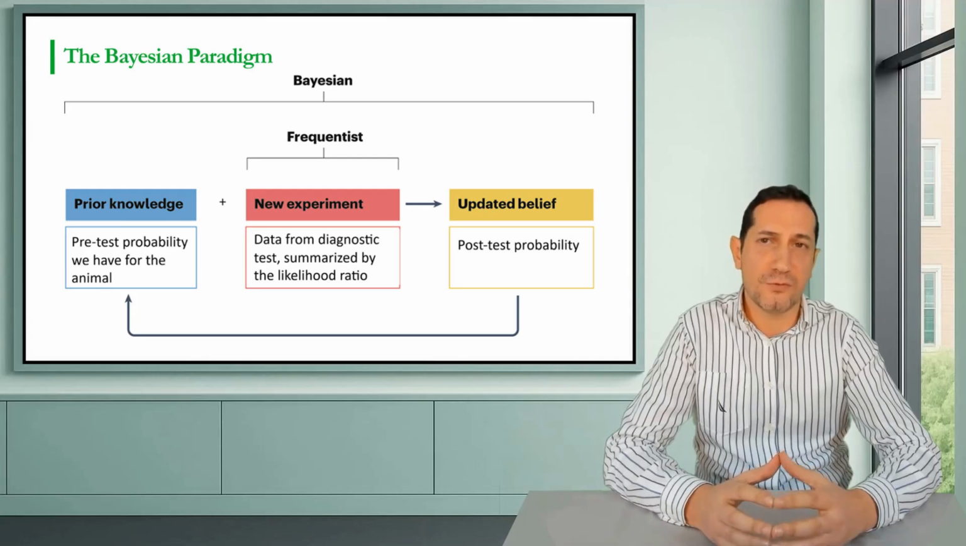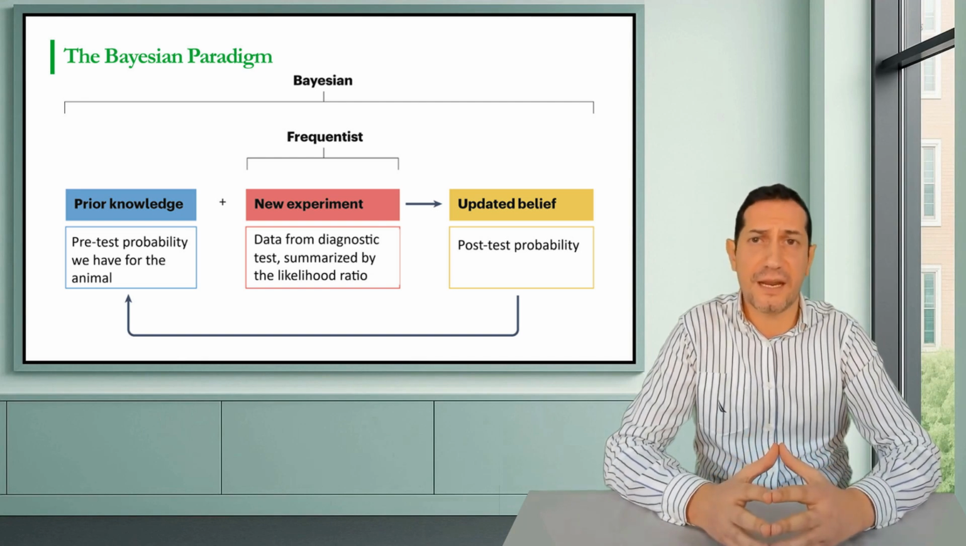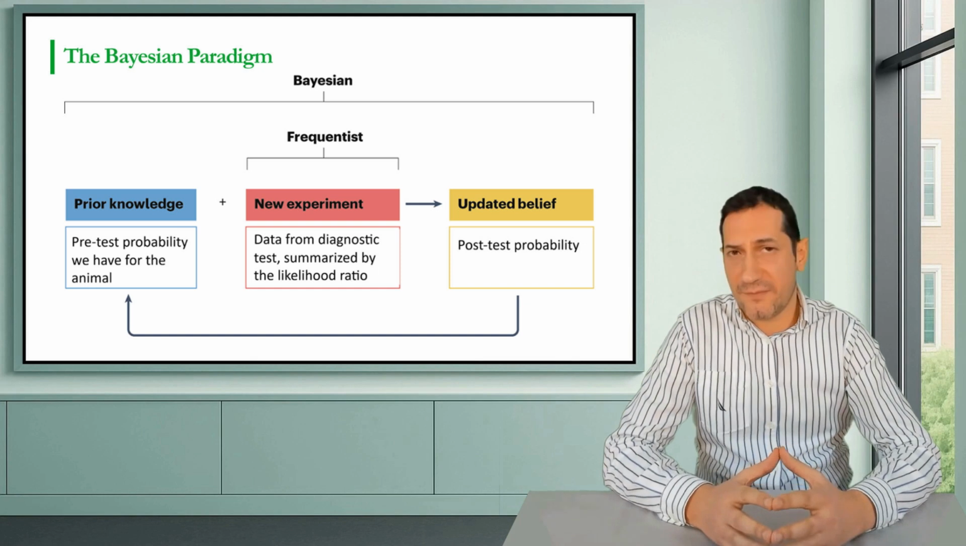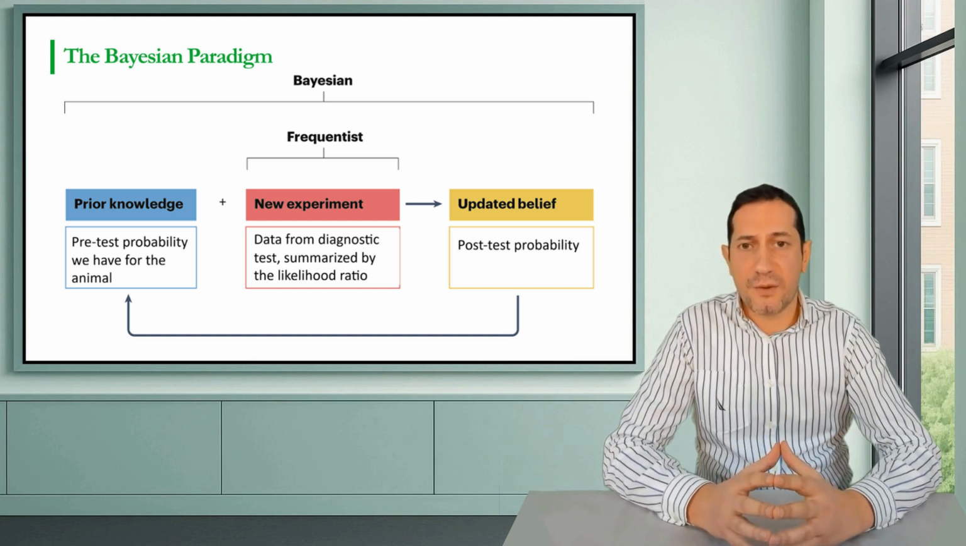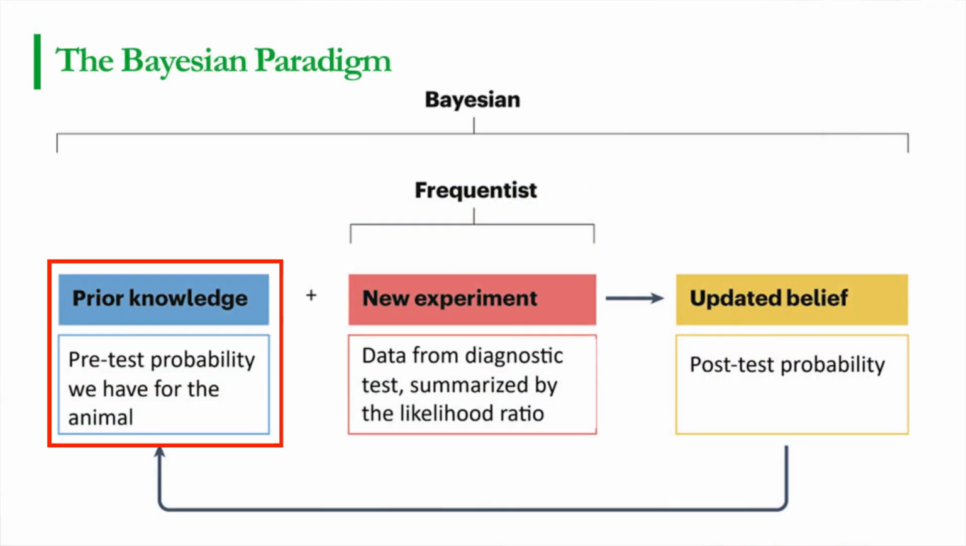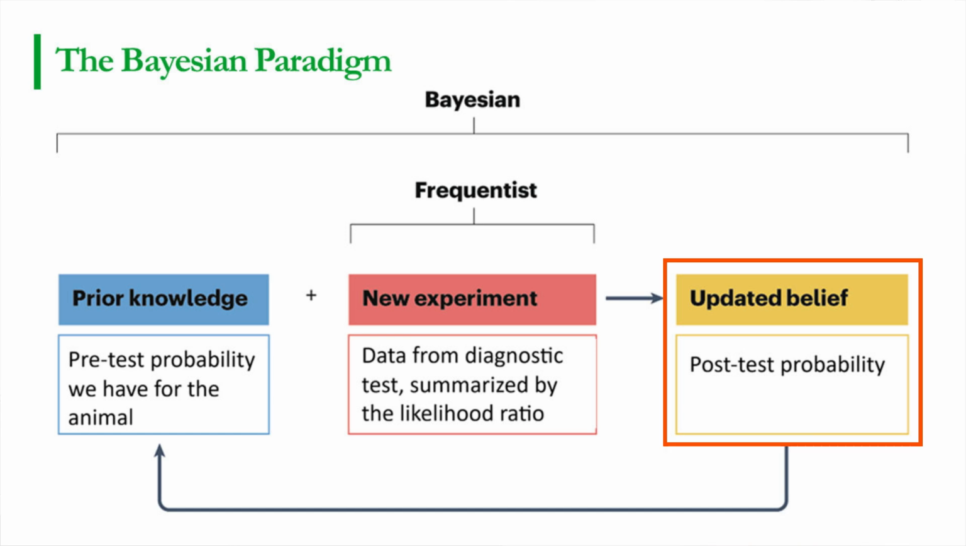The process we've just been following, starting with a prior belief, adding new evidence, and arriving at an updated belief, is the essence of the Bayesian paradigm. It's a fundamental way of thinking about science and learning. In our clinical context, our prior belief is the pre-test probability we have for the animal. The new evidence is the data from our diagnostic test, summarized by the likelihood ratio. And our updated belief is the post-test probability.